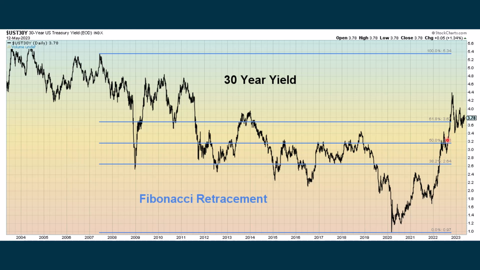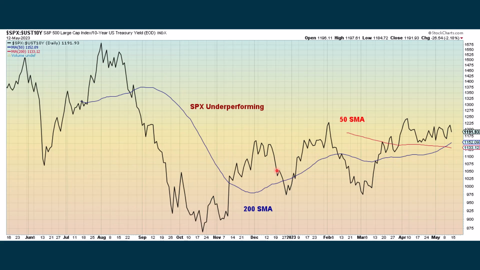Looking at the 30-year yield, it's also breaking out a little bit above the 61.8% retracement. We're currently at 3.78%. And the S&P, which had been underperforming the rise in interest rates, is now starting to outperform, and we've seen a recent golden cross with this ratio.